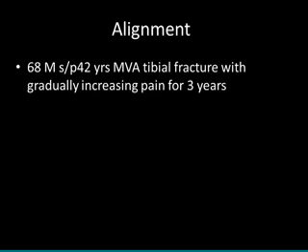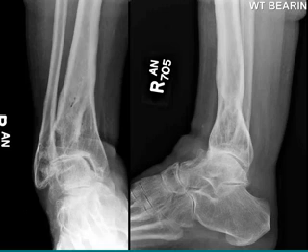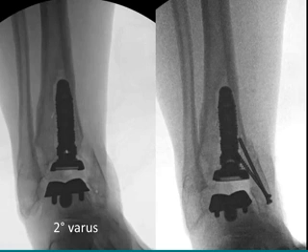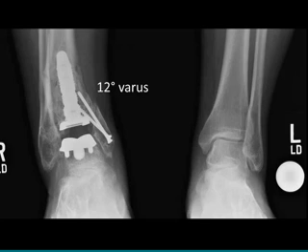Now here's a 68-year-old female, status post-tibial fracture, gradually increasing pain for 3 years. You can see she's got a significant deformity, and again, she's got that small medial malleolus with a 22-degree varus deformity. In these kinds of cases, I'm trying to bring down that medial malleolus, so I've shifted the prosthesis over to the medial side. There's a slight amount of varus there, and I've just done minimal fixation of the medial malleolus. And you can see I had to get by that isthmus in the prosthesis.